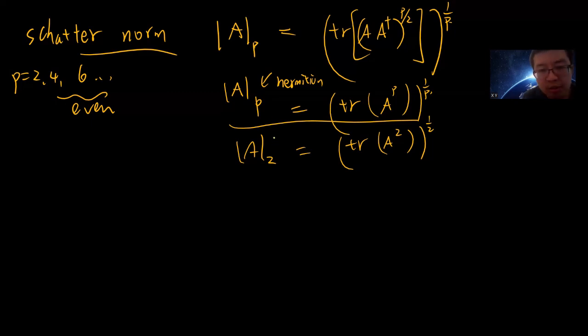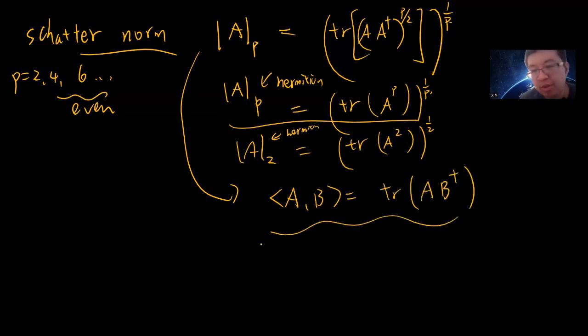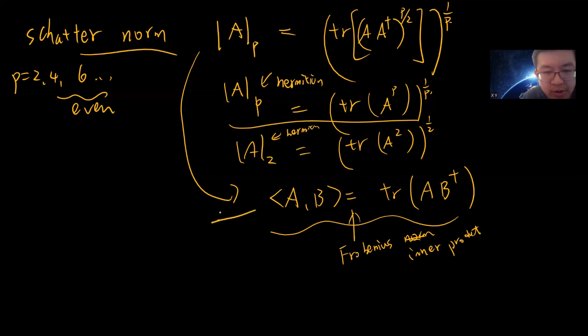When it's Hermitian. In general, you can define an inner product. Given A and B as complex matrices, you can define the trace of A B dagger. I think most people know this. This is called the Frobenius inner product of matrices. The fact is that these are valid inner products. So what we're going to say is that this will give you an inequality, called the Cauchy-Schwarz inequality.